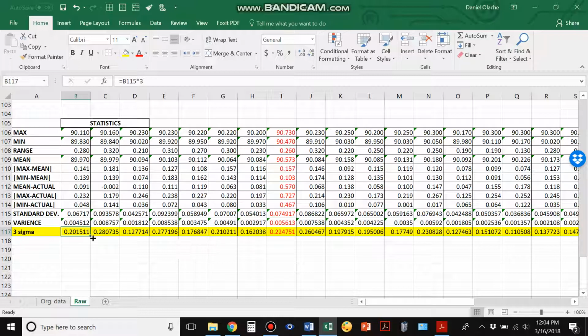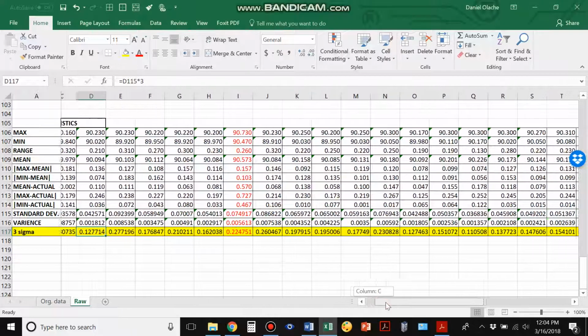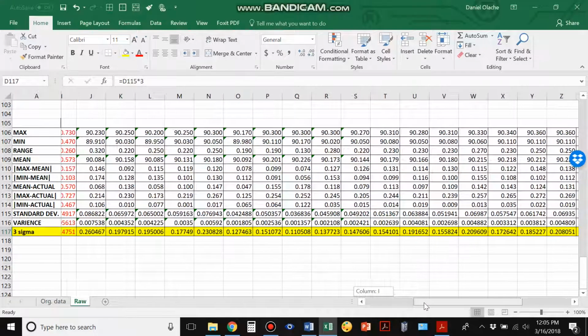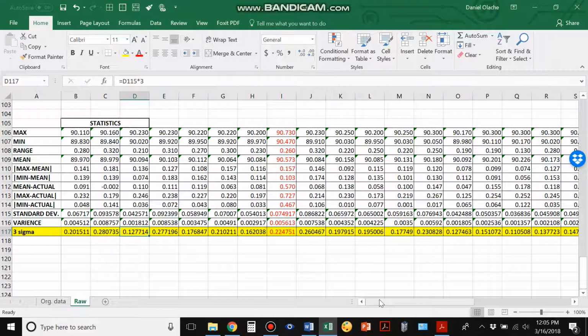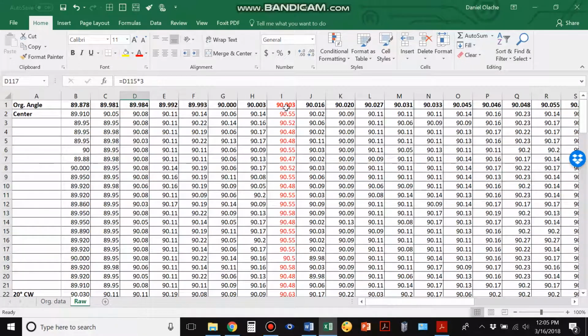So we're looking for this 3 sigma to really be under 0.3 degrees, which means 99.7% of the time you're going to be between plus or minus 0.3 degrees. So in this case it's 0.2, which is good, 0.28, good, 0.12, and if you go through here, every single one of them is going to be under 0.3. And that means that 99.7, or actually even higher than that, percent of the time, the measurements are going to be plus or minus 0.3 degrees accurate.